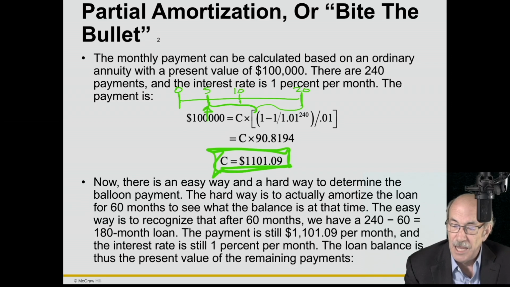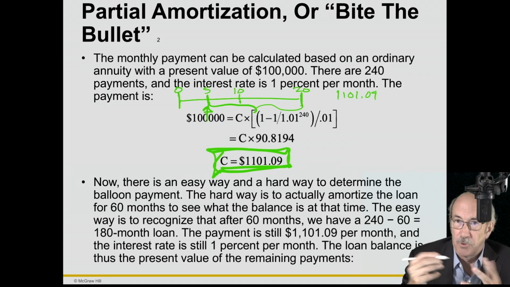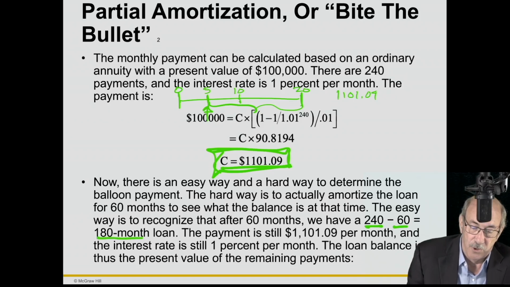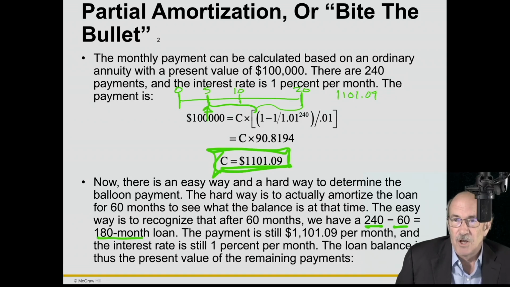And we know that the payment is 1101.09 per period. So how many periods do we have left? Well, 240. That's the original, that 20 years. 5 years is 60 months, so subtract that from the 240. So we have 180 months left where we still would be paying 1101.09. So the simple way to figure out what's due is to take that payment and figure out what the present value of it is over the 180-month period.